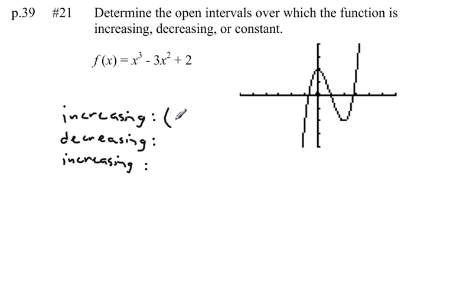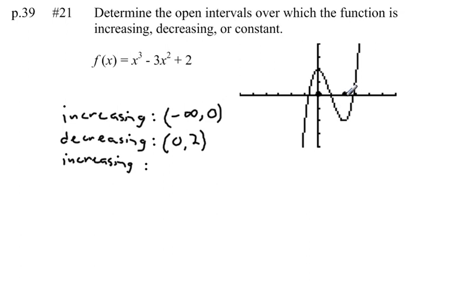So I can write that this way. I can say my function is increasing along this interval of x values from negative infinity until 0. So along that entire stretch of the graph, my function is increasing. Now between this value and this value, my function is decreasing. So for any x values between 0 and 2, the graph of the function goes down.